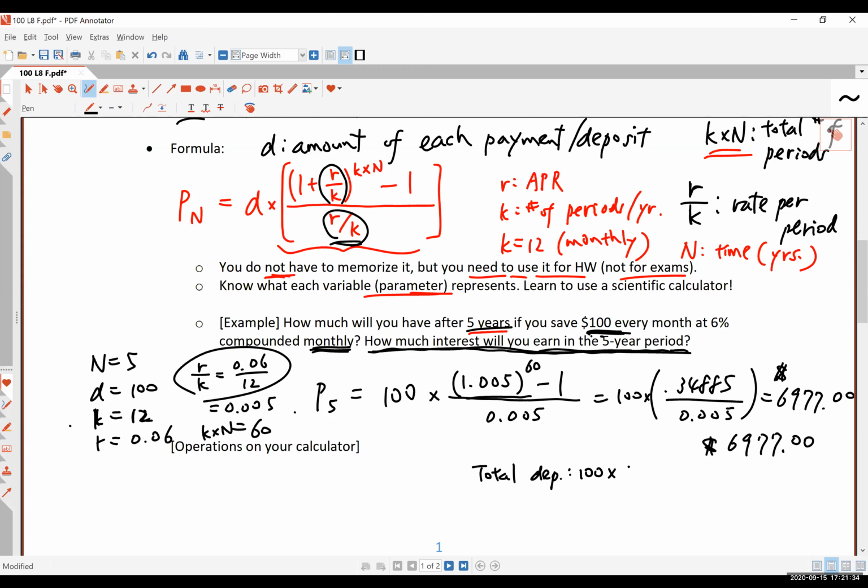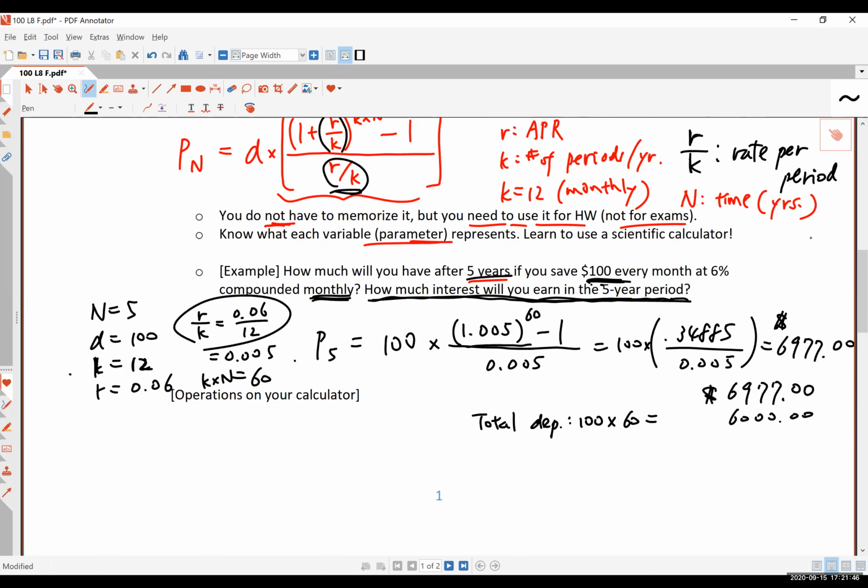You have $100, and how many times? It's 5 years every month, so it's 60, right? So altogether, if you add up the exact amount of money that you are saving up every month, that's $100, 60 times, and that's 6,000. So the difference between the amount you will have and the amount you save up or invest is $977. Okay, so that is the total amount of interest earned.